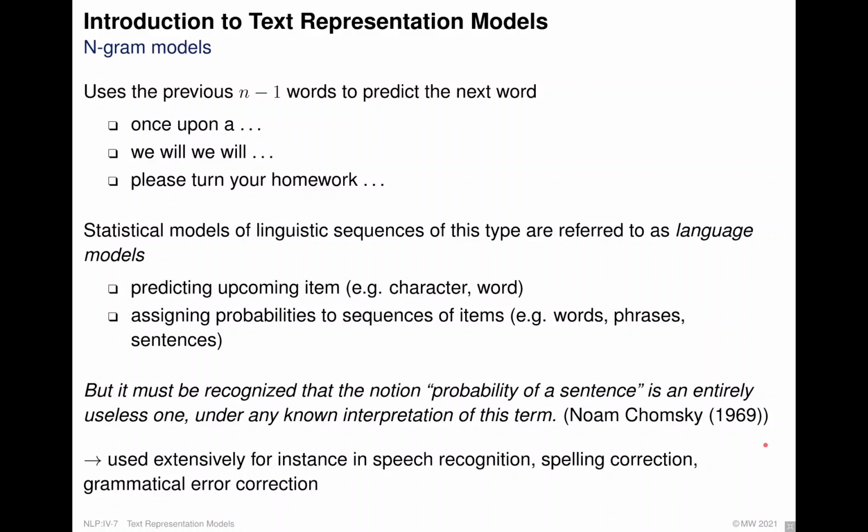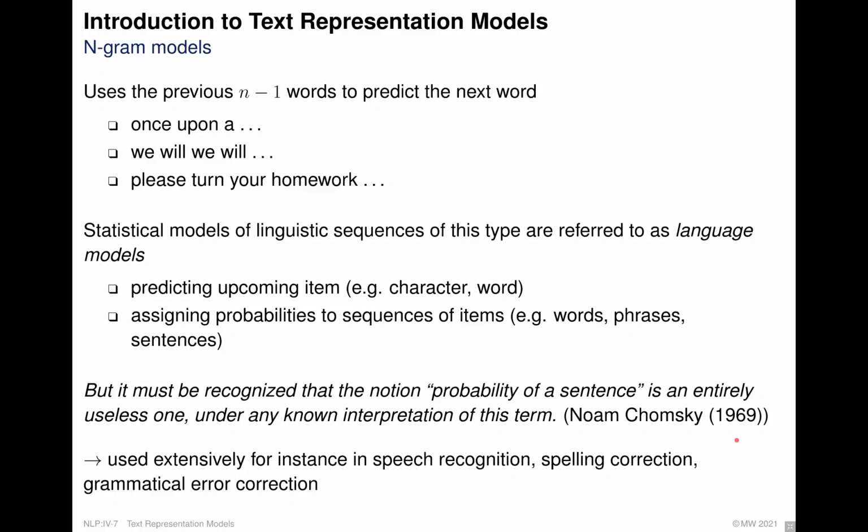Well-known linguist Noam Chomsky in the late 60s stated that the notion of a probability of a sentence is an entirely useless one, under any known interpretations of the term. So there was a lot of skepticism about using these kinds of probabilities of word sequences to have any application or any valid cognitive justification. This is not the case anymore.